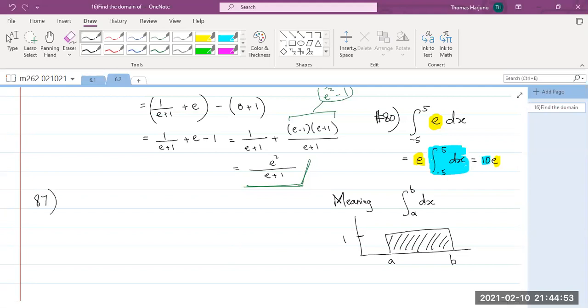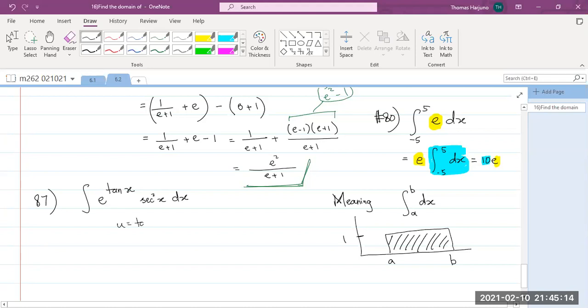Let me see. 87. Integral of e to the tangent x of secant squared x dx. This one is one of the easy questions where you forget the technique. Substitution, u equals tangent x. So what is du? Secant squared x dx, right?